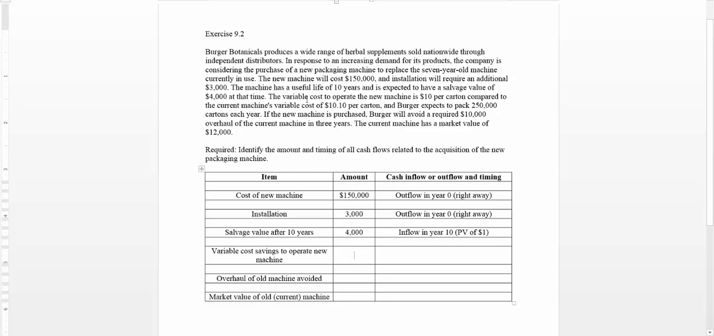Okay, next thing, the variable cost to operate the new machine is $10 per carton compared to the current machine's variable cost of $10.10 per carton. And Berger expects to pack 250,000 cartons each year. So what they're saying is that we will save 10 cents per carton. I'm going to put a little asterisk here so we know that we're going to put the calculation down here. We're producing 250,000 cartons a year times a 10 cent savings on each carton. So that means our savings will be $25,000.